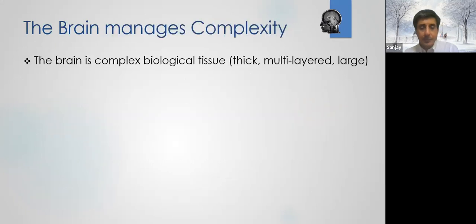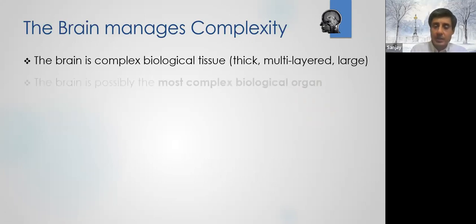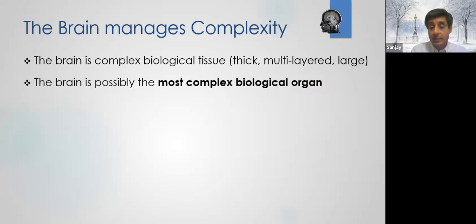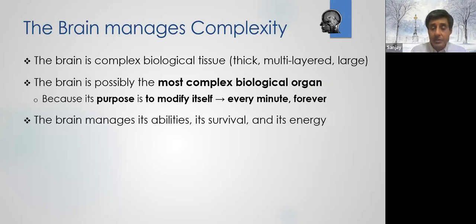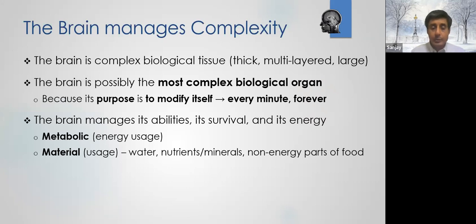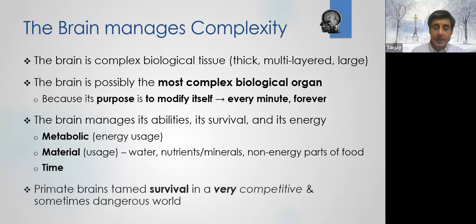So let me go through this very quickly. This last slide just finishes on the last idea. The brain is a complex biological tissue. The brain is possibly the most complicated biological organ we have, because its purpose is to modify itself. And the brain manages its abilities, its survival, and its energy using metabolic, and here I'm summarizing those three ideas that we just had: using metabolic, using material, and using time. These are three things that the brain uses to manage itself and everything that it does. This is central to the brain.